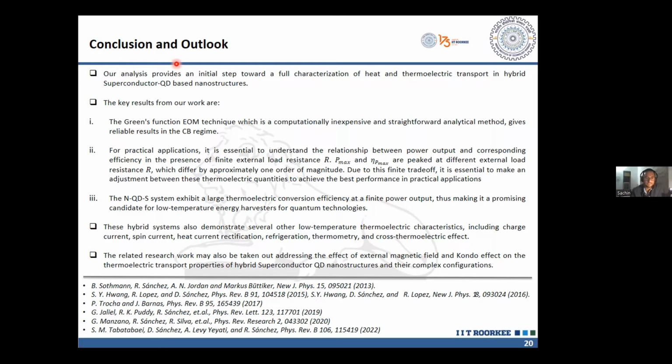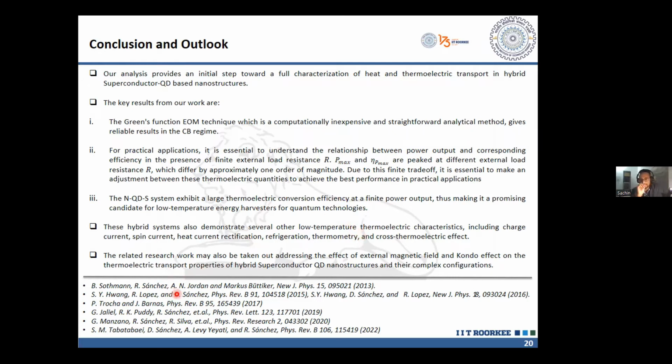So this hybrid system also demonstrates some other properties which I have not discussed here, such as discharge current, spin current, and heat current based diodes, refrigerators, thermometries, and also cross thermoelectric effect. So these are the references where one can find these other properties of this NQDS device.